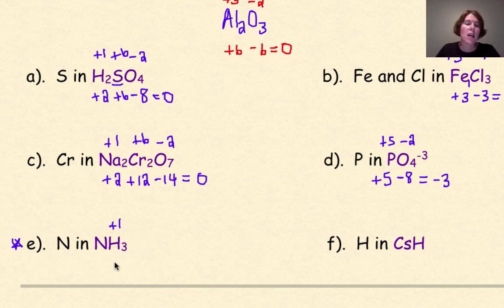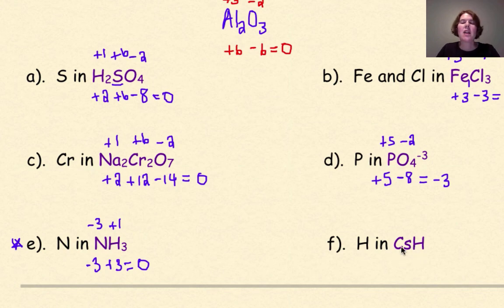So +1 times 3 gives me +3. The overall charge is going to be 0. Therefore, nitrogen has to be -3. -3 plus 3 will give me 0. And if you think about that, that makes sense. Nitrogen has 5 valence electrons. It wants to get its full octet. It would rather share 3 electrons with hydrogen to get that full octet. So it's going to attract those electrons to itself, so it's more likely to be negative than positive.